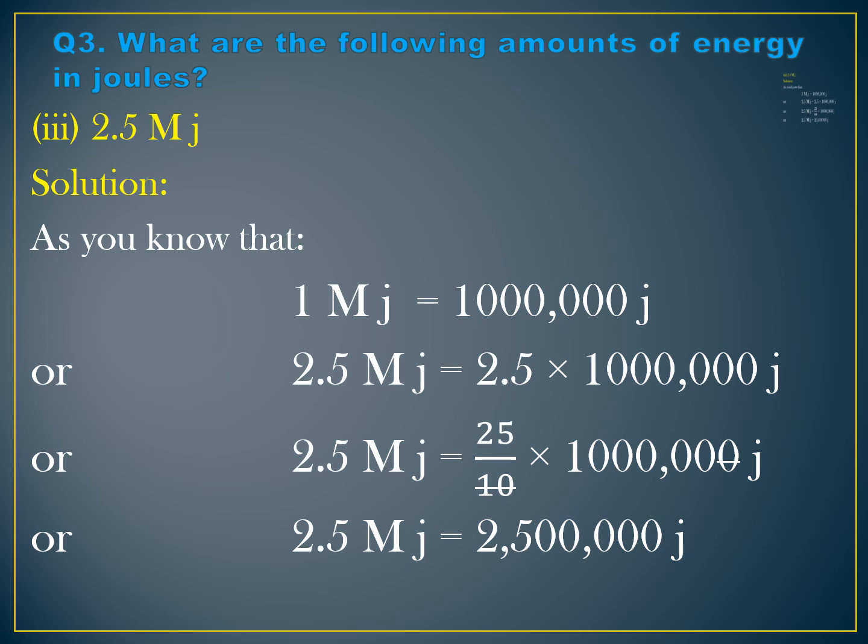Part 3. 2.5 megajoule. Its solution is: as you know, 1 megajoule is equal to 1 million joule. Therefore 1 MJ is equal to 1 million J. Now we will multiply 2.5 with 1 million joule, which is equal to 2,500,000 joules or 2,500,000 J.